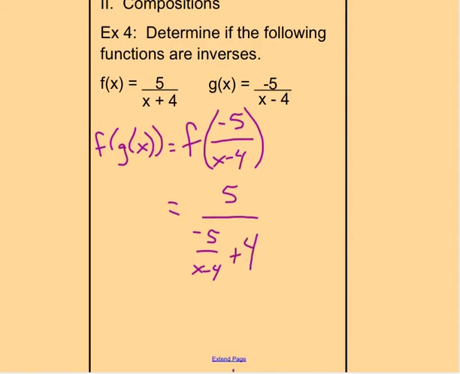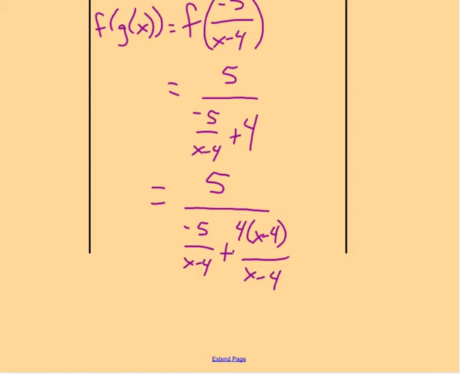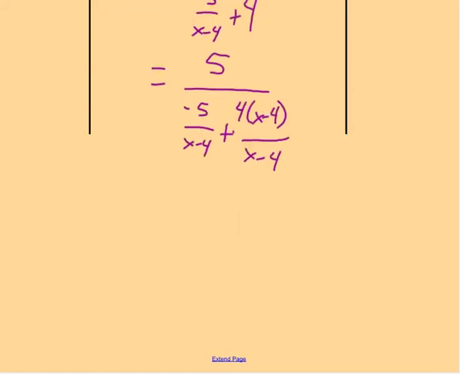To start our simplifying, we are going to get a common denominator in the denominator, which would be x minus 4. So I'm going to multiply my 4 by x minus 4 over x minus 4. Simplifying, my numerator is still at 5. In the denominator, I'm going to distribute the 4 here. So I've got 4x minus 16. I'm going to combine that with my negative 5. So I will have 4x minus 16 minus 5, or 4x minus 21.